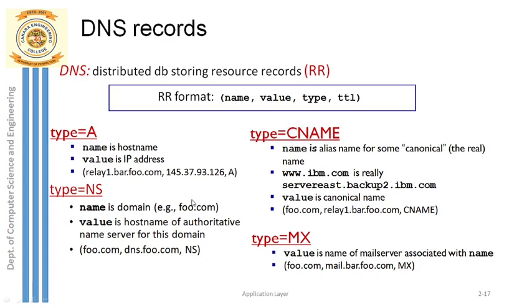And what is the second part here? Value. Instead of supplying the IP address of this domain foo.com, this time this value should contain the host name of the DNS server. Which DNS server? We have three types of DNS server: root DNS server, TLD, and the last one is the authoritative DNS server. So this second field value in type NS record indicates the host name of the authoritative DNS server.